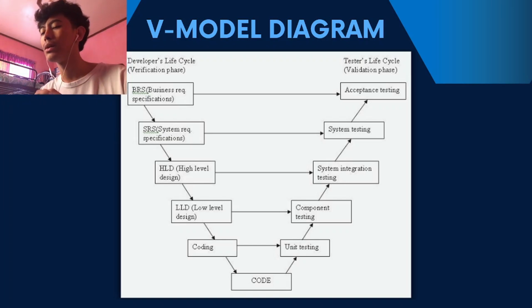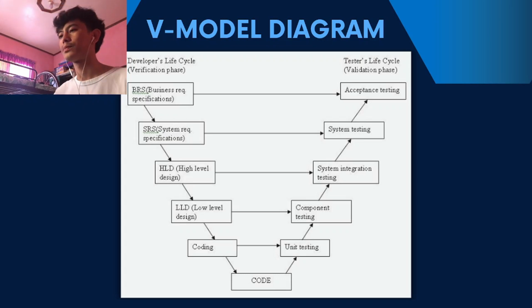So the fourth one is coding. This is the point at the bottom of the V, coding and unit testing. This is where developers write the actual code. Unit testing is done by developers to verify that their code works correctly. That's all. Thank you.